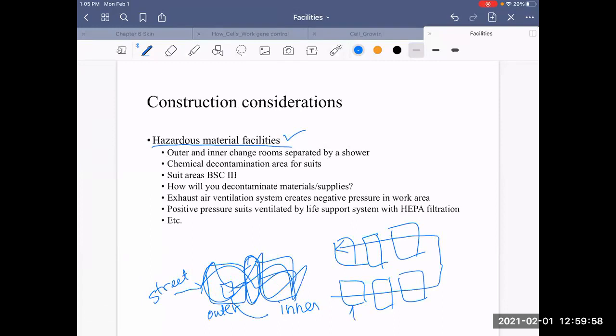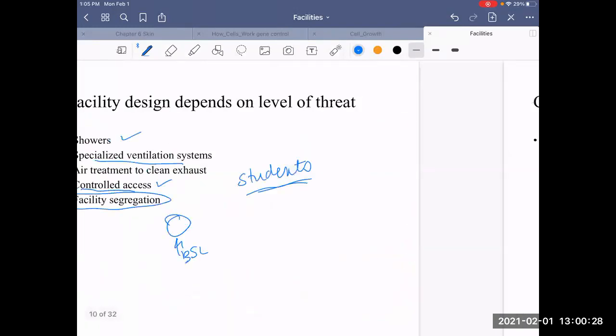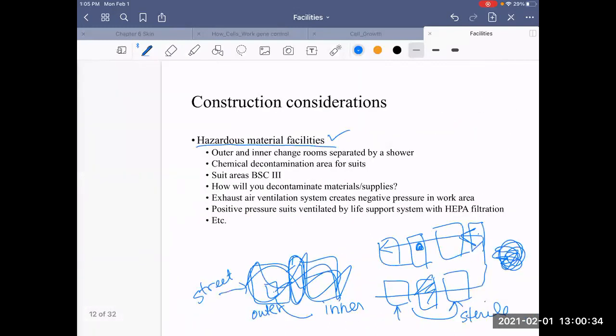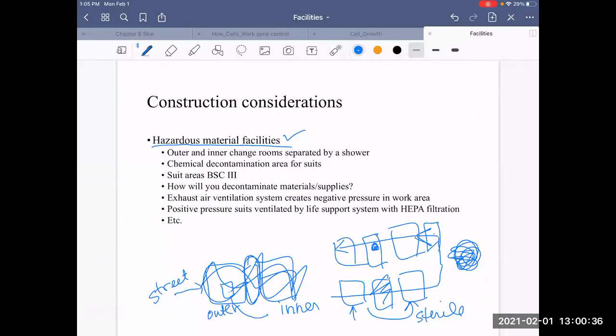So lots of times when you go into work, you put on scrubs. Then from the scrubs, you go into another room where you put on your sterile gown. Then you go in here and do your work. When you come back out, the outer layer comes off here and goes into certain containers. Then you shower, and then you come out. Sometimes, if you're in one of these bunny suits, the suit is disinfected before you go out. It totally depends on what you're working with and how bad it is.